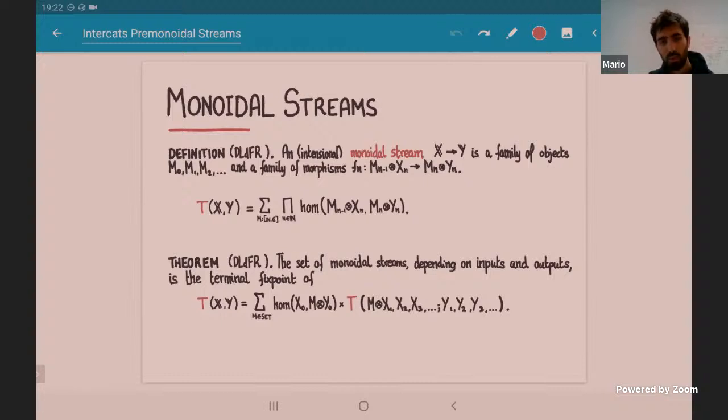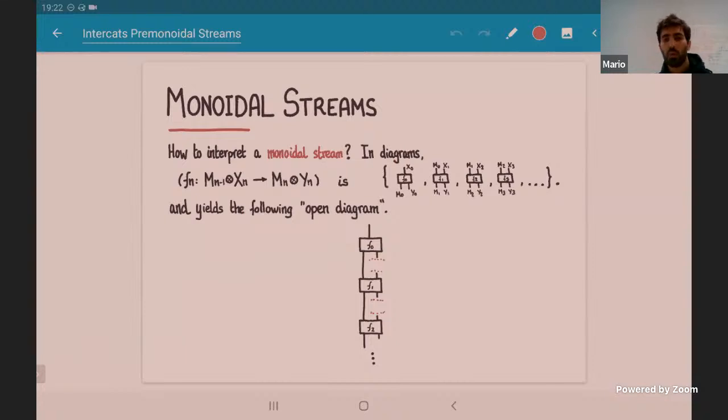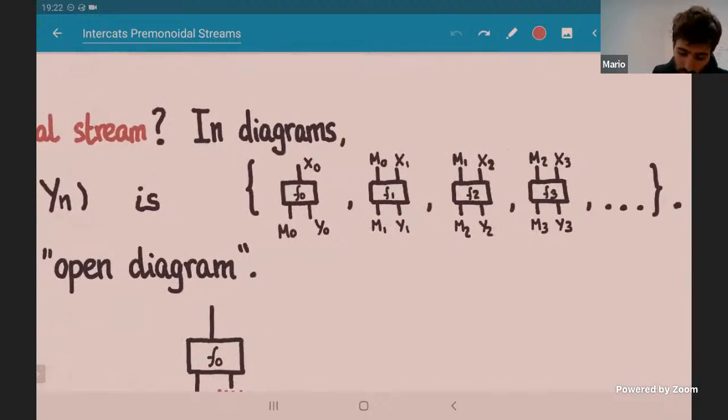So now I'm going to explain why this definition is still problematic. First, let's try to interpret it. So how do we interpret a monoidal stream? I was advancing before that we were going to have these open repeated diagrams. And this is the thing we defined when we computed these fixed points. Because we have a family of morphisms like this, and if you try to draw them, you get something like the thing you have here. So you are going to have x0 going to m0 and y0. Then the first step is going to take the previous memory, a new input, and produce a new memory and a new output, and so on.